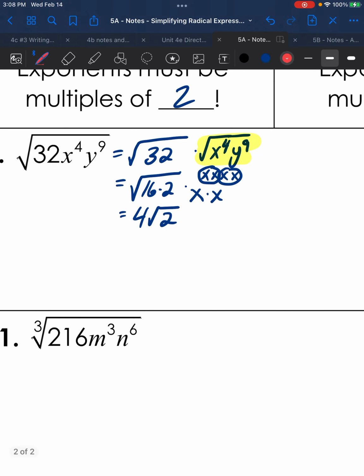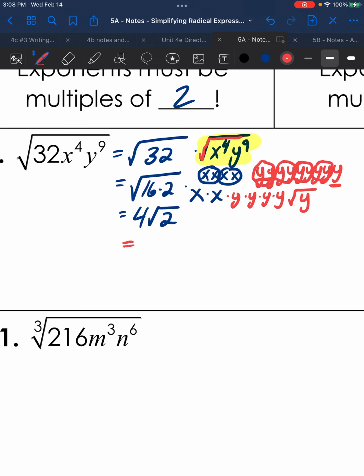Now, when it comes to the y's, there are 1, 2, 3, 4, 5, 6, 7, 8, 9 y's. How many groups of 2 can you take out of 9? That looks like 4. So that's going to be times y, times y, times y, times y. Each grouping comes out as 1. Because really, y times y is y squared. And the square root of y squared is y. So that's why there's only one that comes out. And there's this y that's left over. So there's no pair with it, so that's going to stay underneath the radical.